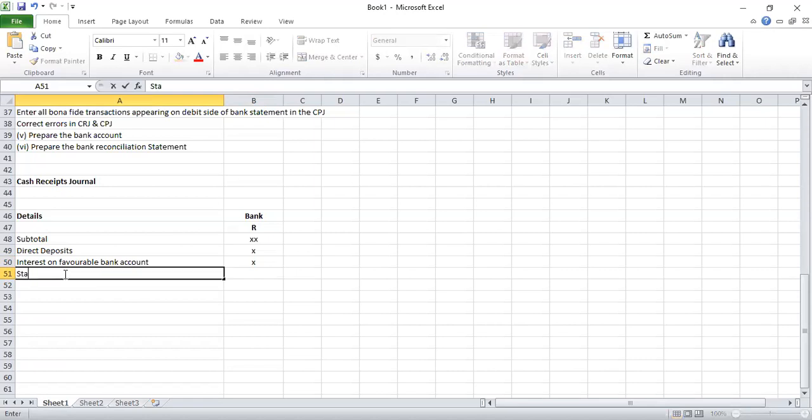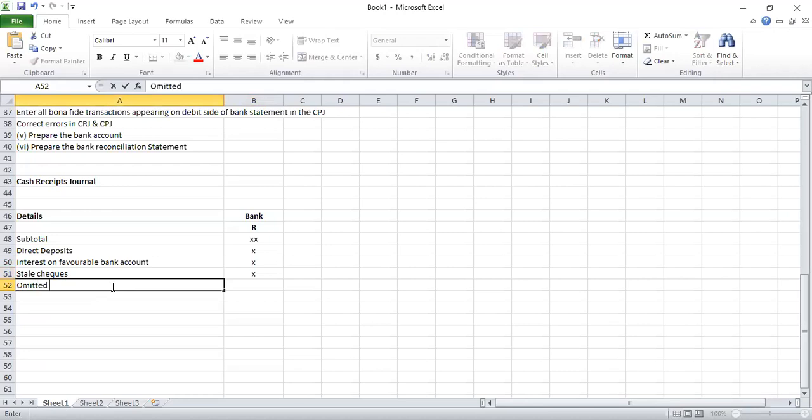We've got stale checks. Stale checks are entered in the cash receipts journal. Why? Because when we paid, we recorded in the cash payments journal. So we now have to reverse that payment, considering that the check is no longer valid. In accounting, you don't go back in the cash payments journal and cancel. If we've got an entry that we want to reverse in the cash payments journal, we record it in the cash receipts journal. And when we want to reverse an entry in the cash receipts journal, we record it in the cash payments journal. All right.